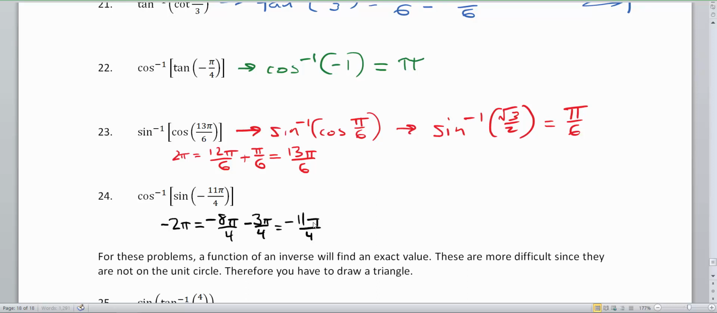So, according to the periodic rule, we can add or subtract 2 pi and that'll get us to the same answer. So this is going to be the inverse cosine of the sine value at negative 3 pi over 4. Now I'm going to look up negative 3 pi over 4 on my unit circle.